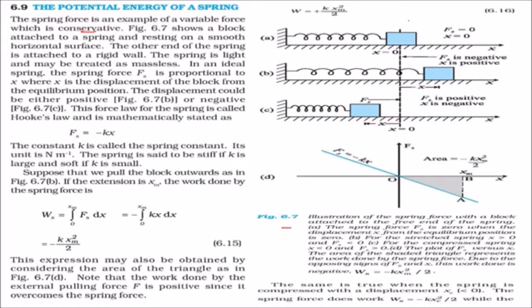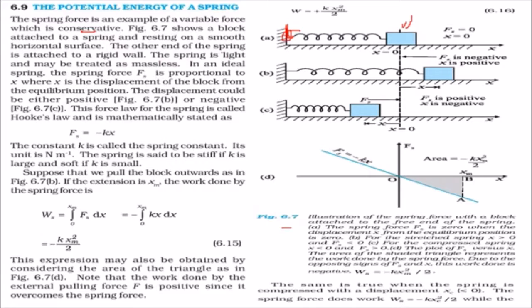We have a block which is attached to this spring, and it is resting on a smooth horizontal surface. The other end of the spring is attached to a rigid wall here. The spring is light, and you can treat it as massless.